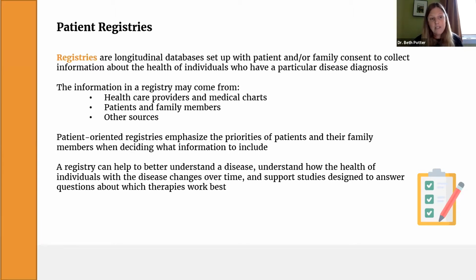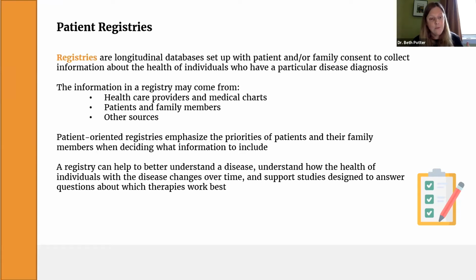And so the information in disease registries can come from different sources. For example, it can come from patients' healthcare providers, from their medical charts. Oftentimes there's information that's really best reported by patients or their family members themselves. So for example, if you're interested in something like how someone feels, their quality of life, their well-being, that would be patient and family reported information. So patient-oriented registries emphasize the priorities of patients and their family members when deciding what kinds of information to include.